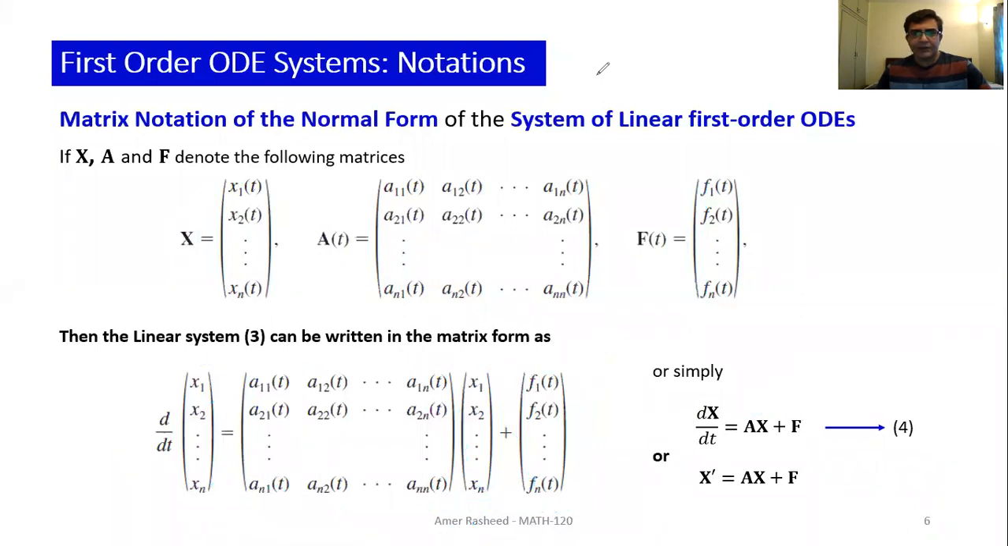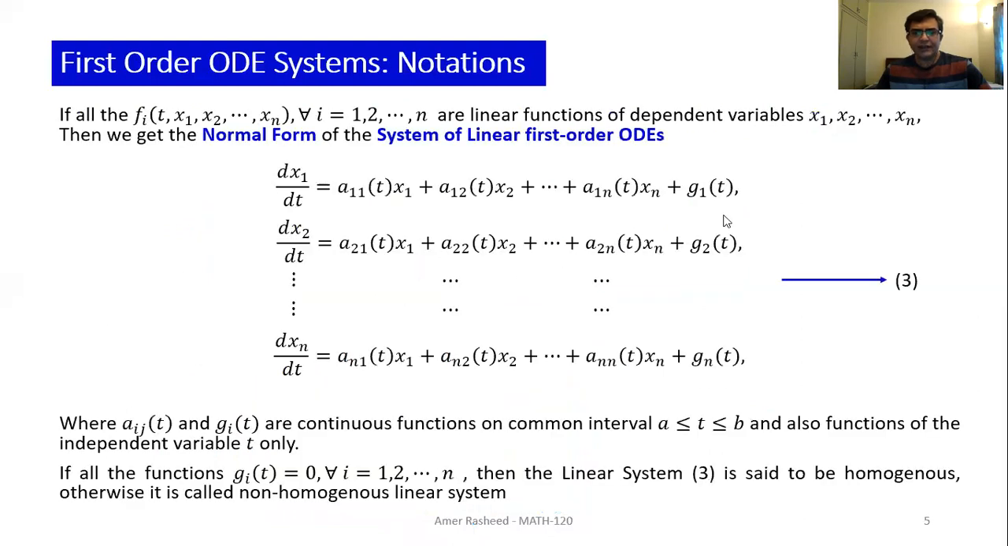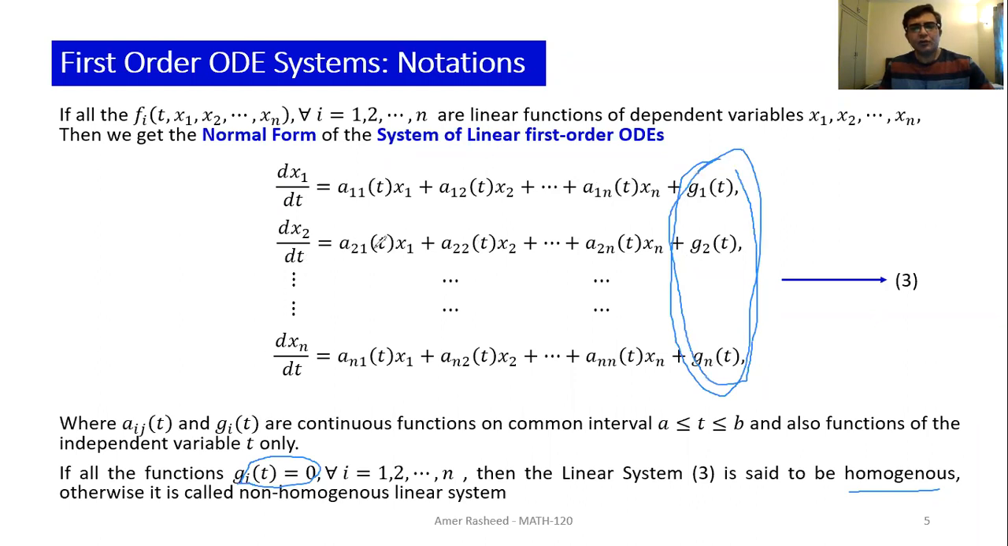Let me clear this thing. The homogeneous system, I told you here, if in this system all these functions are zero, if there is no such kind of function, then we call that system a homogeneous linear system. A homogeneous linear system has some other definitions also, but for the systems here, you just remember that if all these functions in this vector are zero, then we call the system homogeneous. Otherwise, it is called a non-homogeneous linear system.